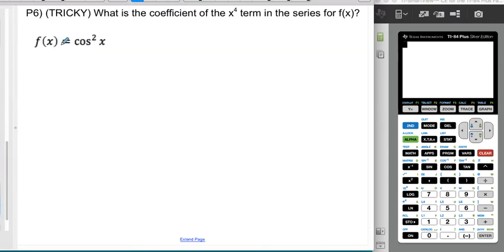All right, same trick for P6. I want you to give this a try, and this should be our last example in this video. So again, this is a cosine times a cosine, so you're not actually able to find the entire series. You're just looking for the x to the fourth term.